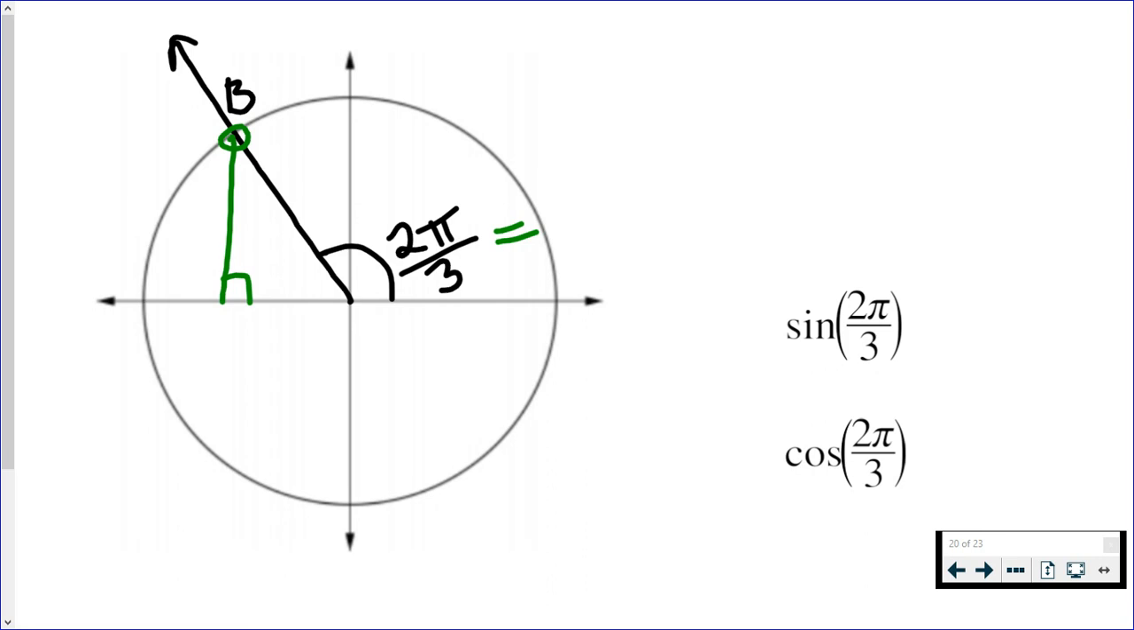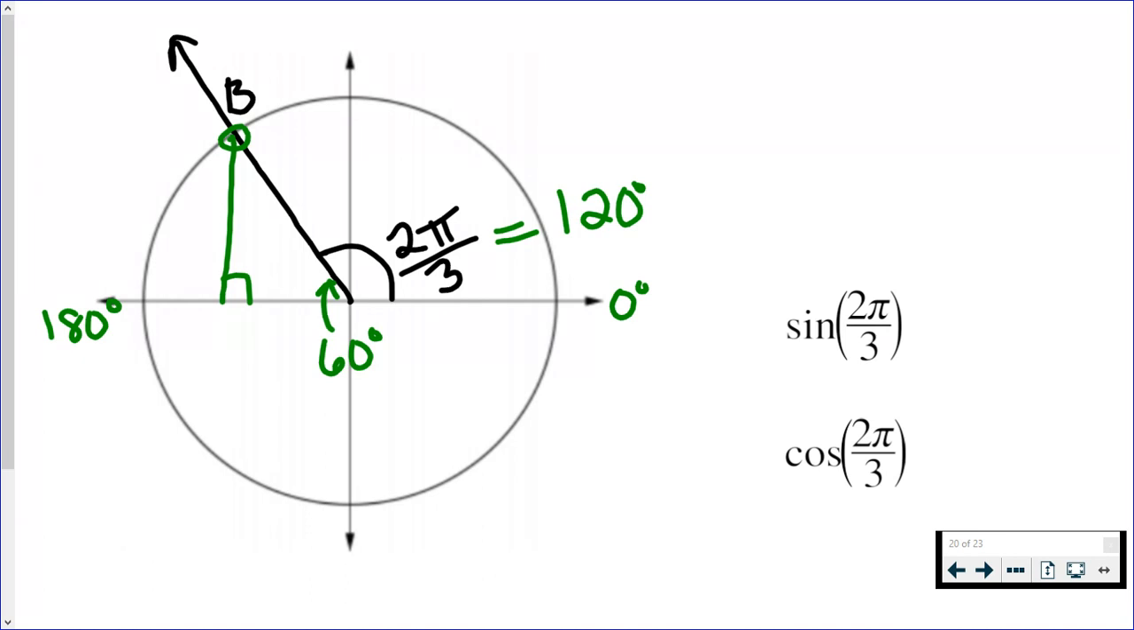We know that 2 pi over 3 converts to 120 degrees. However, the angle that I'm given is not inside of the triangle, but we know that this is 0 degrees on the unit circle. This is 180 degrees on the unit circle. So if we're given 120, this angle that I'm drawing an arrow to right now must be 60 degrees because a straight line is equal to 180 degrees.